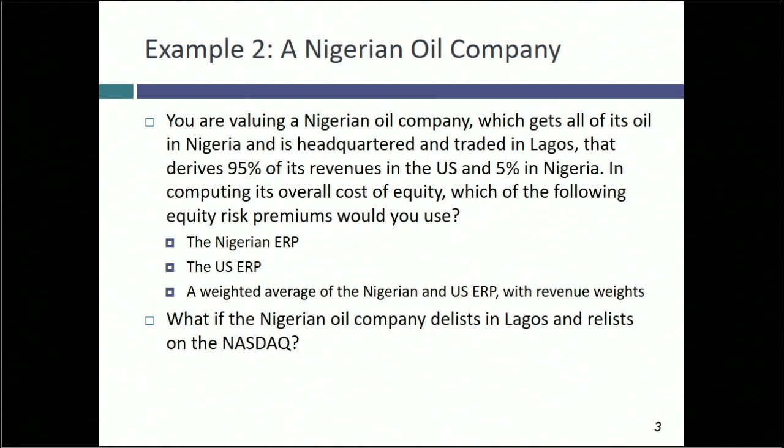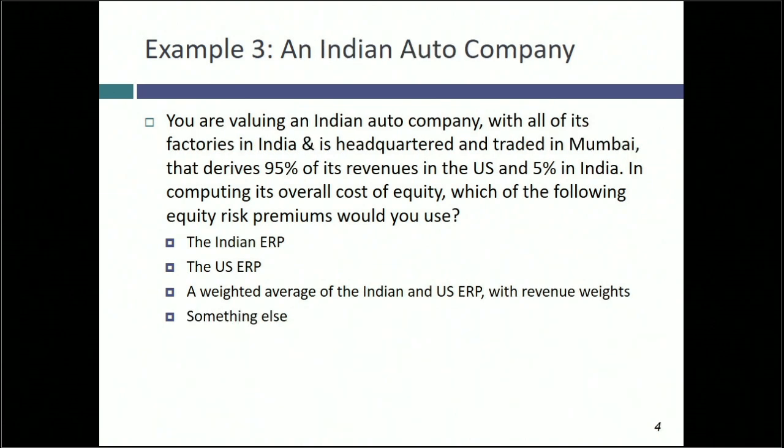So the first case, we used revenue weights. Here we seem to be looking at production. Let me give you a third example, which kind of brings in shades of gray. You have an Indian automobile company with all of its plants in India, but gets 95% of its revenues in the US and 5% in India.